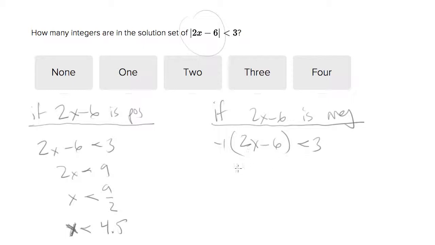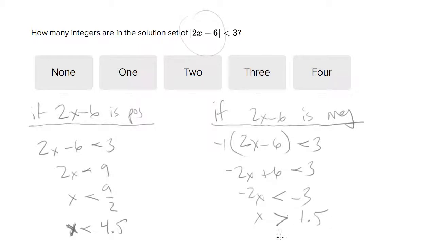So this is -2x plus 6 is less than 3. We can solve this now. So this is -2x is, let's see, 3 minus 6 is -3. And let's divide by -2 on both sides. And so you'll get -3 over -2 is 1.5.